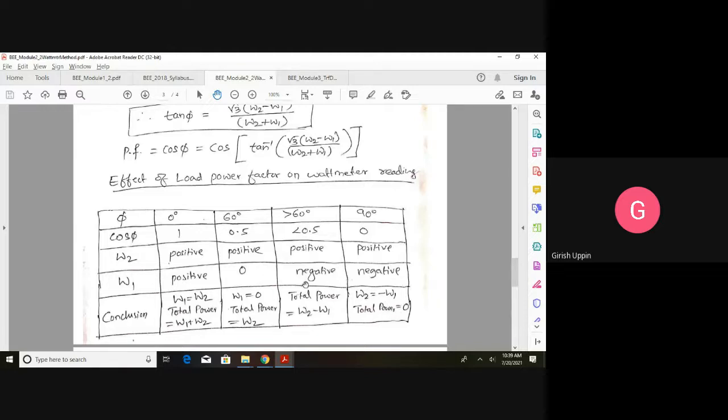Whenever wattmeter 1 shows negative values, you must have seen on the wattmeter, there is no reading on the negative side. So one of the two terminals will be changed, either the potential coil or the current coil terminals are reversed. We get a positive deflection, but that value is taken as negative.